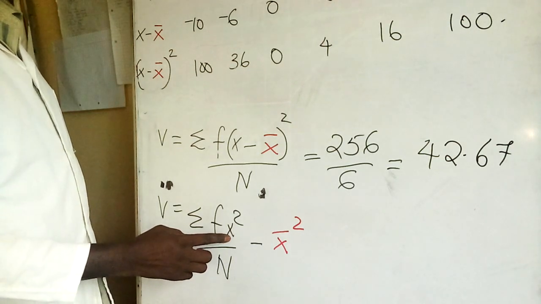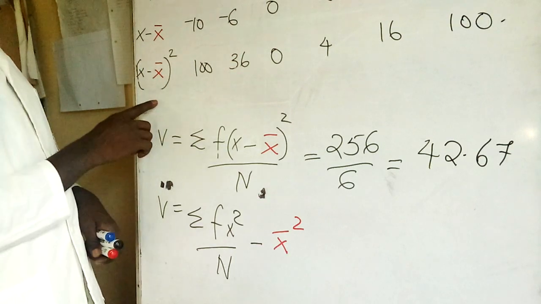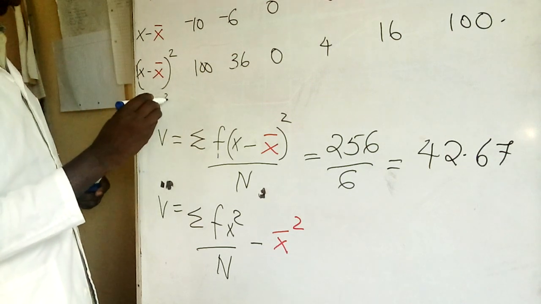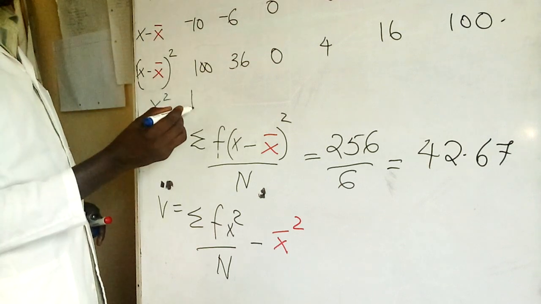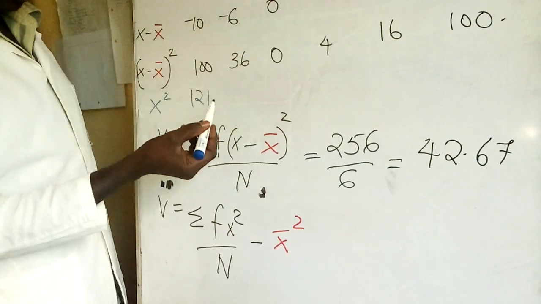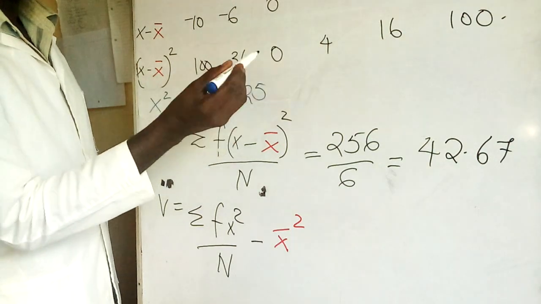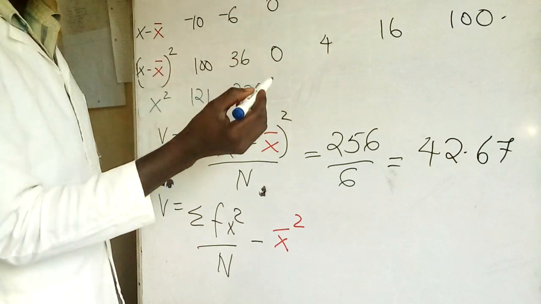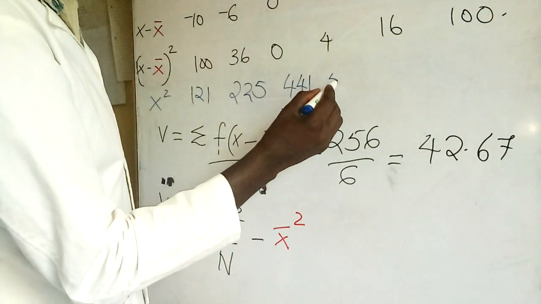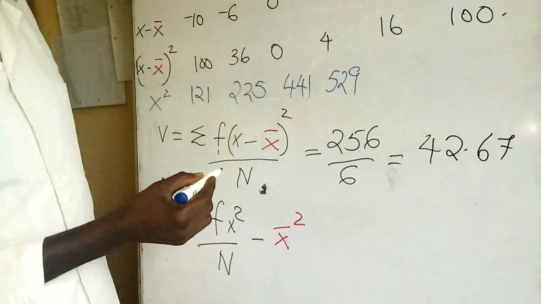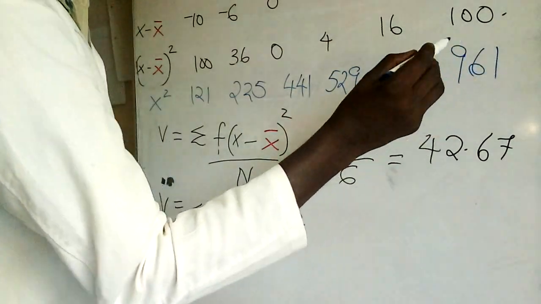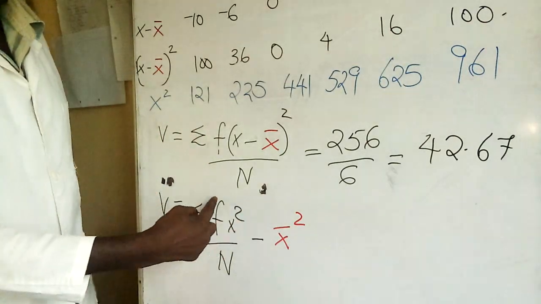So to square it is very simple. Come here. X is supposed to be squared, so I can create here x squared. Let me use blue. X squared. This is 11, when you square, 121. This is 15, if you square it is 225. This is 21, squared is 441. This is 23, squared is 529. This is 25 squared, 625. And what is 31 squared? 961.